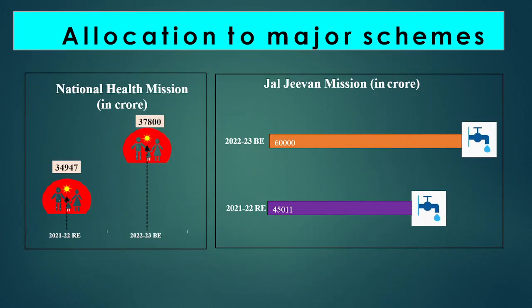All right, there are some of the allocations to major schemes that we will be discussing. In the year 2021-2022, like last year, revenue expenditure was 34,947 crores. But for this year, the allocation has been increased to 37,800 crore rupees. Under Jal Jeevan Mission, last year the allocation was 11 crore rupees, but this year the allocation is 60,000 crore rupees.